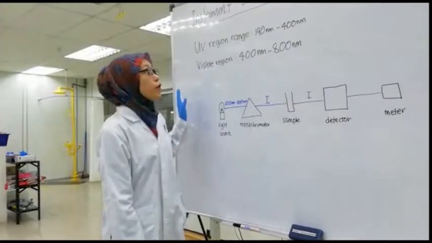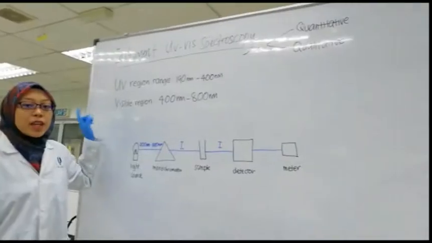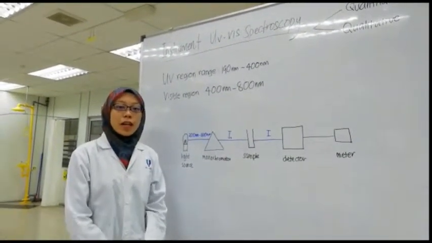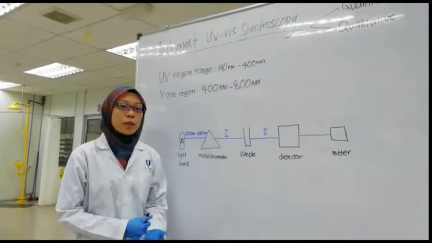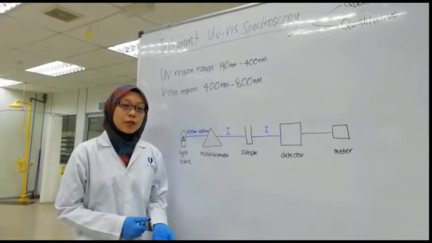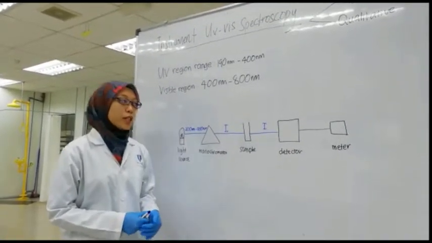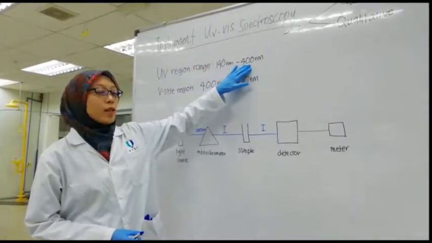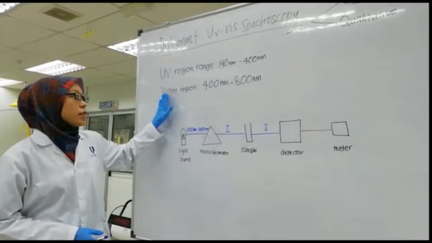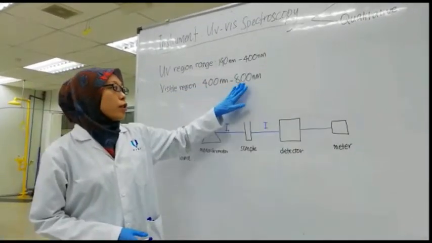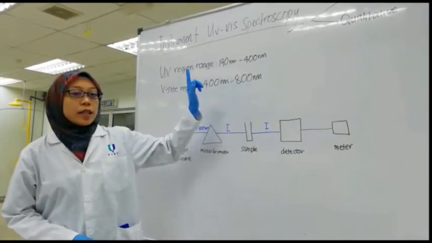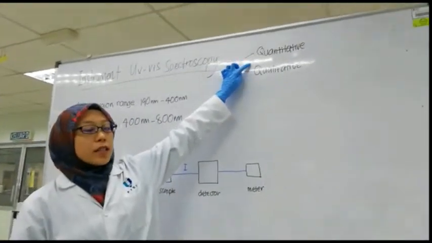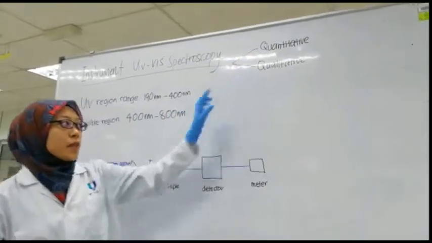The instrument is UV-Vis spectroscopy. This technique is often called a general technique because most molecules will absorb in the UV-Vis wavelength range, which is the UV region from 190 nanometers to 400 nanometers, while the visible region is from 400 nanometers to 800 nanometers.